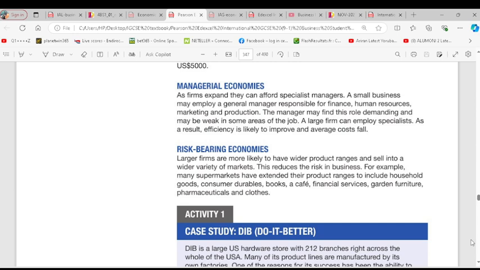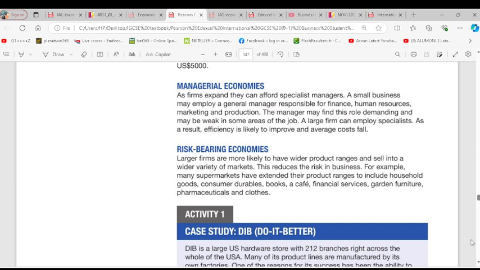It might employ one person to do all. Unlike a large business, which will have different specialists for different roles. A small business would have one specialist for many roles, and that means inefficiency would come in. He might get tired, she might get tired. You are forcing the employee to do more stuff. As a result, inefficiency will come in, and that might even increase the average cost of production.